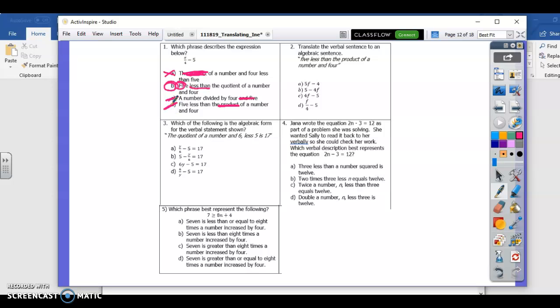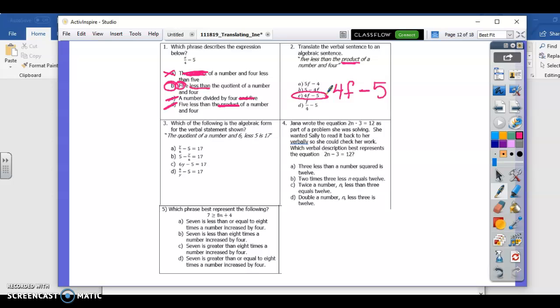Number 2, translate the verbal sentence to an algebraic sentence. 5 less than, so that means I'm going to be minusing 5 from something, the product of a number and 4. So I'm going to be multiplying 4 times something because it says product. So the answer here is C.